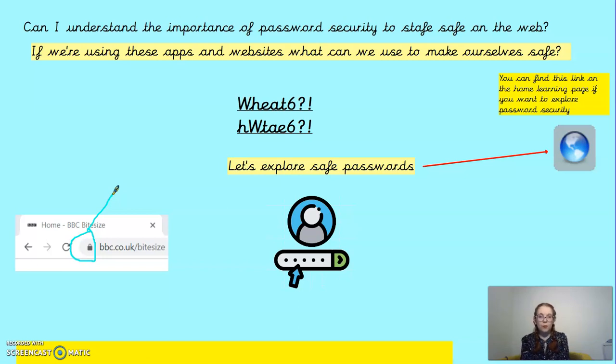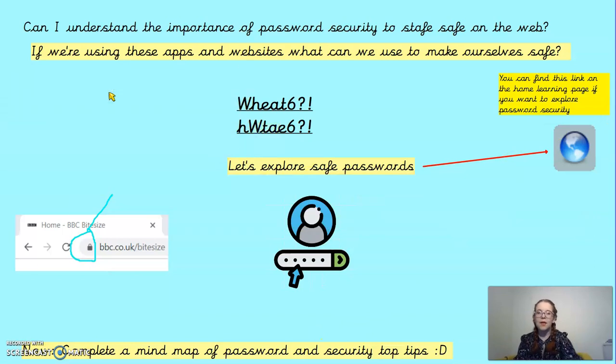So we've gone over ways we can make ourselves safe when using the internet. So your next challenge is to complete a mind map with password and security top tips. So what I want you to do is pause me, make a mind map with password in the middle about how you can make your password as safe as possible and any other website security top tips you can think of. Pause me here and then I will show you my mind map in just a moment.